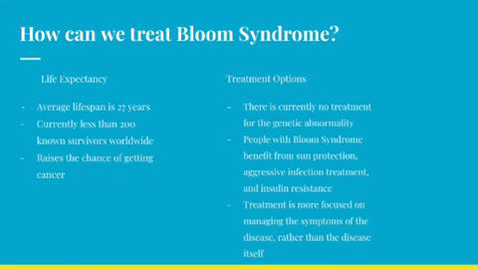How can we treat Bloom syndrome? The average life expectancy of a person with Bloom syndrome is 27 years. There are currently less than 200 known survivors worldwide, and Bloom syndrome raises the chance of getting cancer. There is currently no treatment for the genetic abnormality. However, people with Bloom syndrome benefit from sun protection, aggressive infection treatment, and insulin resistance. Treatment is more focused on managing the symptoms of the disease rather than the disease itself.